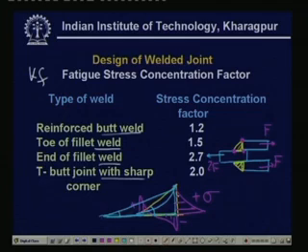Nevertheless, there will always be stress concentration, and the typical stress concentration values are plotted here. For reinforced butt weld, this is 1.2, for toe of fillet weld, this is 1.5, for end of fillet weld, this is 2.7, for T-bar joint with sharp corners, remember, T-bar joints are possible, so here we have 2.0 stress concentration factor. So, these are roughly the stress concentration factors, which are again tabulated in the design handbooks.